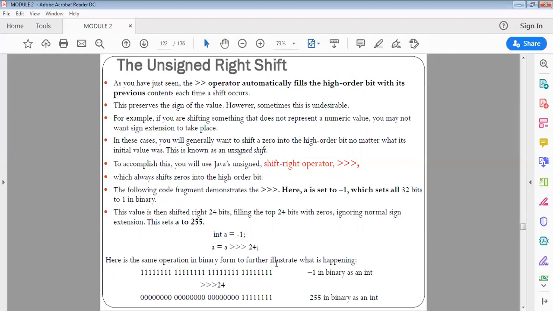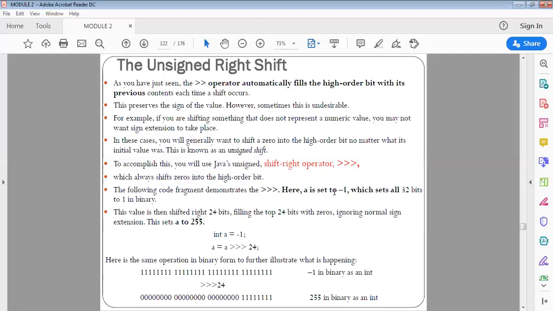So this is known as unsigned shift. To accomplish this, you will use the Java unsigned shift right operator. So with right shift you will be getting only 2, but with the unsigned shift right operator you will be getting 3. It always shifts zeros into the higher order bits.